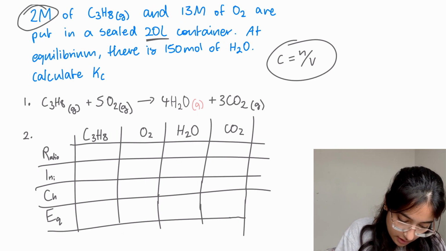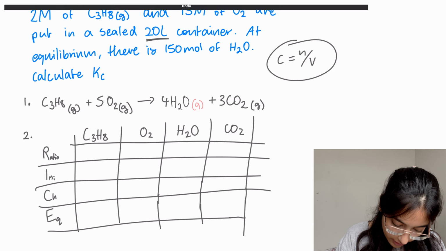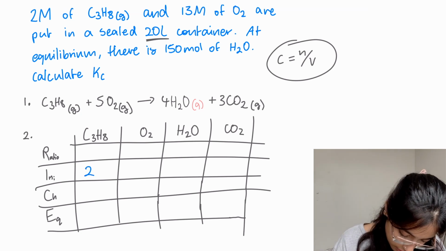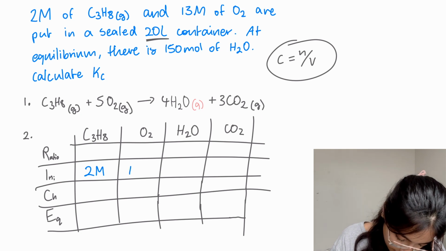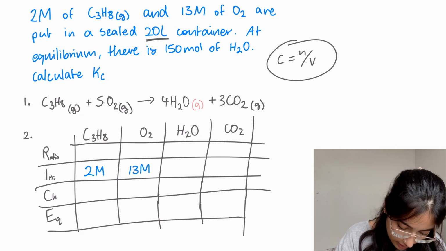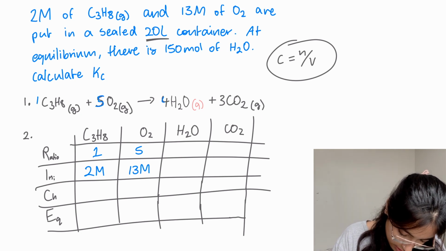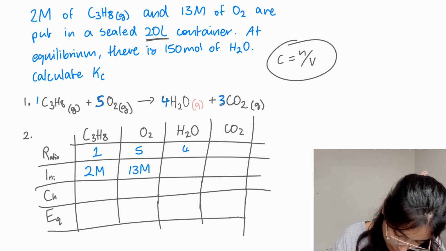So I see here, I've got 2 moles at the start, so let me fill in this information. I'll do it in a different color for easiness. Initial concentration is 2M, and then 13M of this. I can also copy down my ratio from the equation. I have 1 here, 5 here, 4 here, and 3 here. So that's 4, and that's 3.